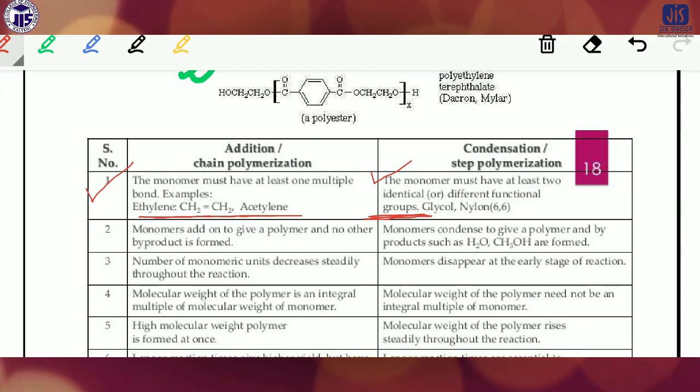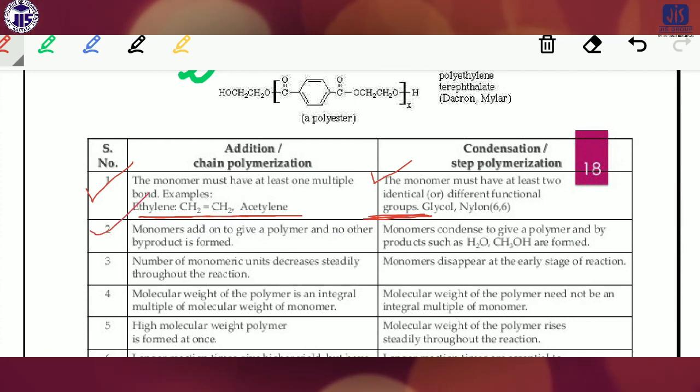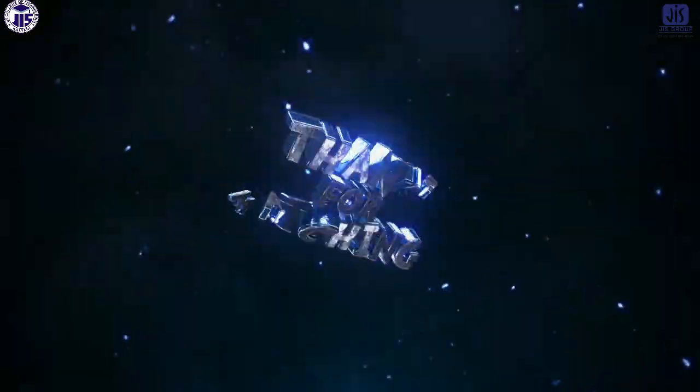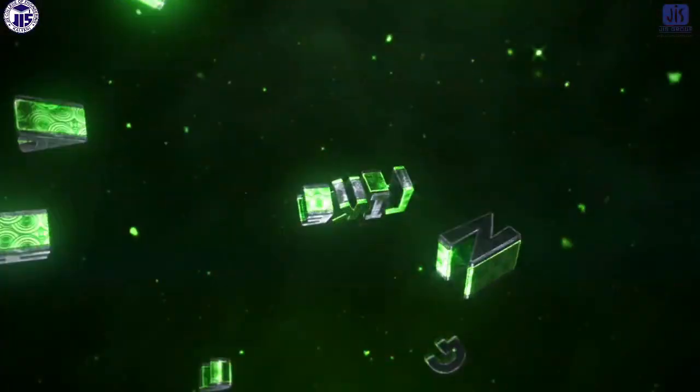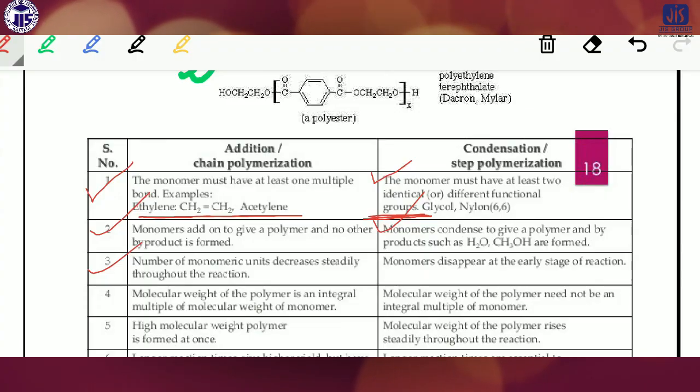Second difference: in addition polymerization, monomers add on to give a polymer and no other byproduct is formed. This was already discussed, but in condensation or step polymerization, some byproduct must be produced. Third, the number of monomeric units decreases steadily throughout the reaction. Monomers disappear at the early stage of the reaction. This is another case.